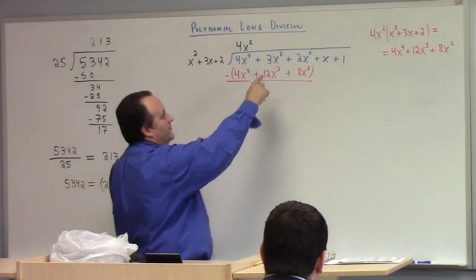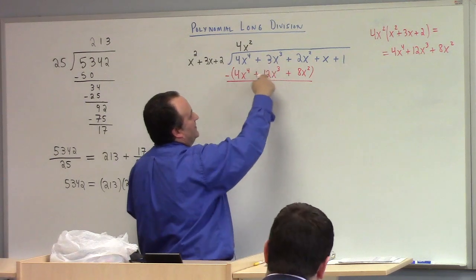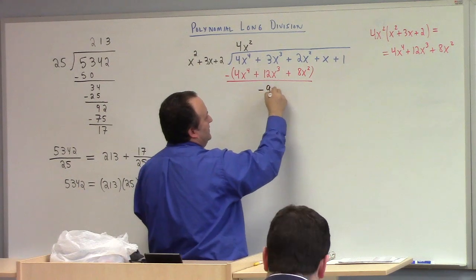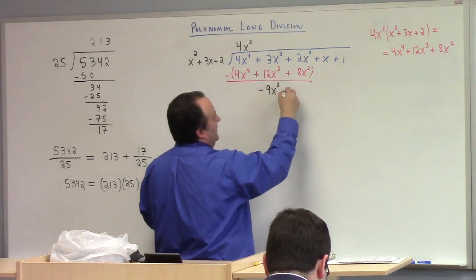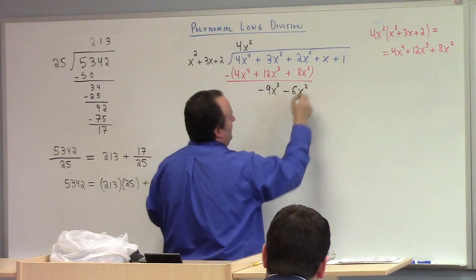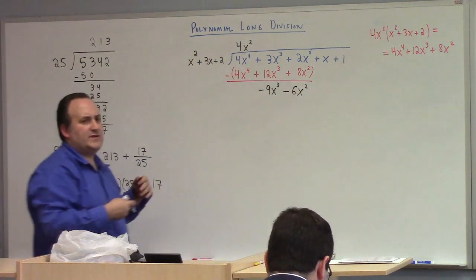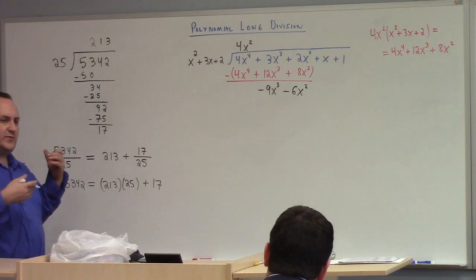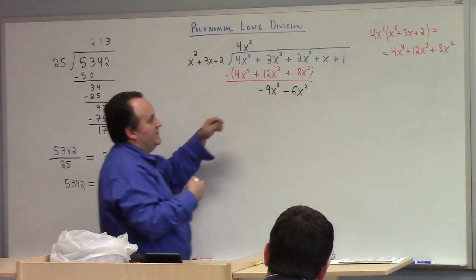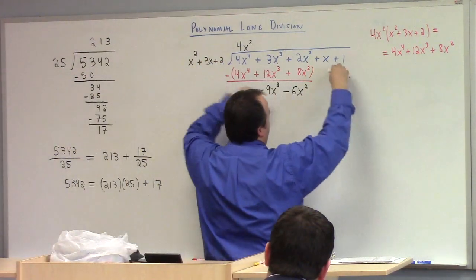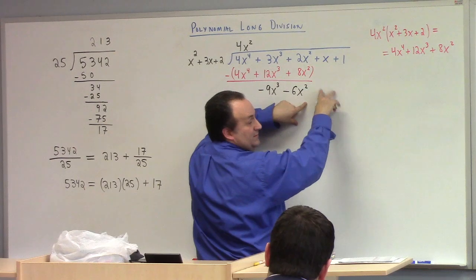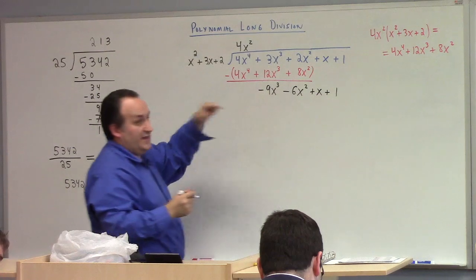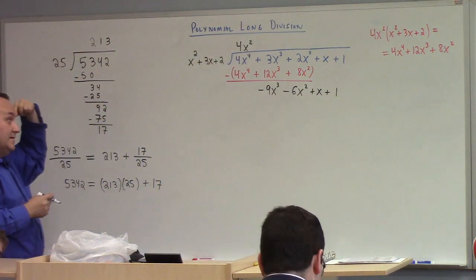Okay. So we subtract. 4 minus 4 is 0. 3 minus 12 is minus 9x cubed. 2 minus 8 is minus 6x squared. All right? And one thing that's a little bit different about polynomial long division versus the regular division is it helps to bring everything down at this point. So like when I do this first subtraction, I bring down the x and the 1 as well. So plus x plus 1. All right? Because that's what's left. I'm trying to get rid of it, okay?